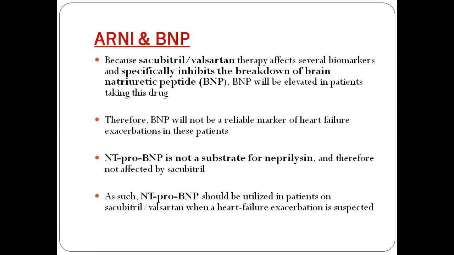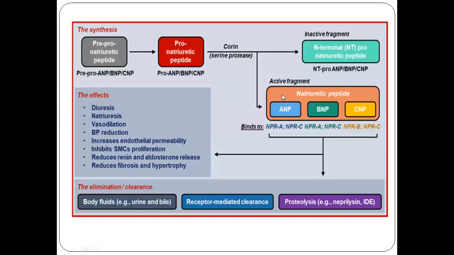Next, the very important point is focus on ARNI and BNP. Because of this sacubitril valsartan, we have said that the natriuretic peptides are metabolized by neprilysin. So very importantly, you have to note that neprilysin does not metabolize all the natriuretic peptides. Here you can see the pro-BNP, and this pro-BNP is again converted to NT-pro-BNP, and then we have ANP, BNP, CNP. These three are metabolized by neprilysin, whereas NT-pro-BNP is not metabolized by neprilysin.